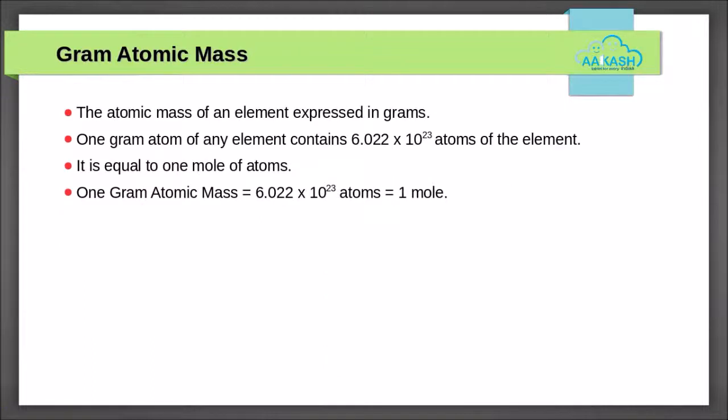Gram atomic mass. The atomic mass of an element expressed in grams is known as gram atomic mass. 1 gram atom of any element contains 6.022 × 10^23 atoms of the element. It is equal to 1 mole of atoms. 1 gram atomic mass is equal to 6.022 × 10^23 atoms, that is equal to 1 mole.